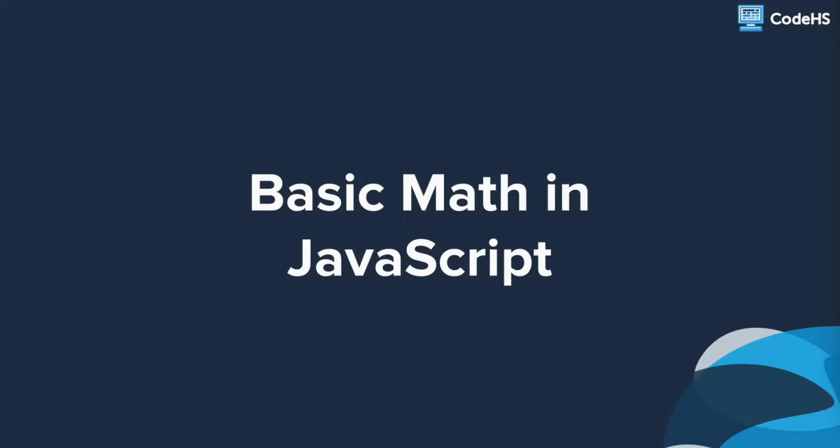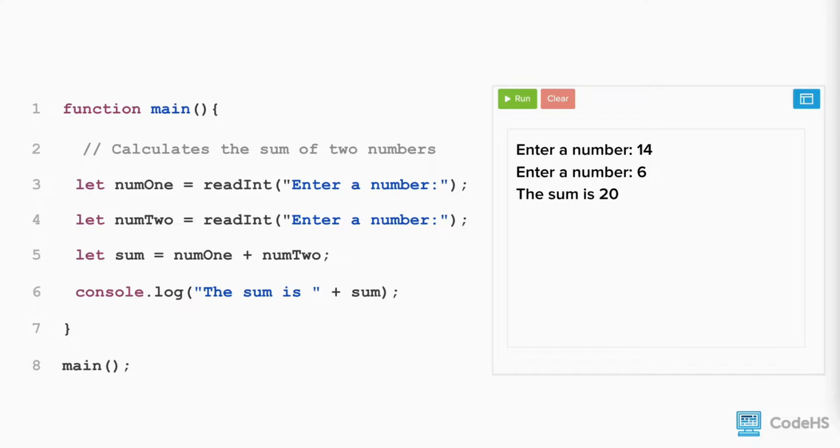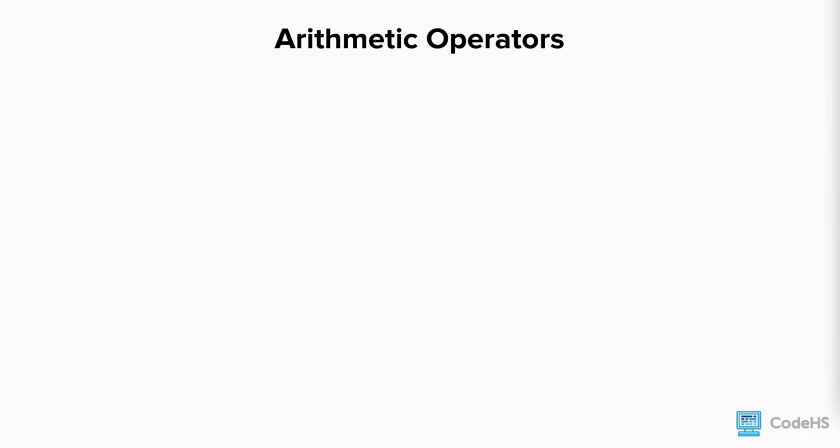In this lesson, we are going to learn about basic math in JavaScript. Using arithmetic operators, you can perform basic math on numeric values in your program. We can use operators to solve math equations and build functions to perform common calculations. Let's go over basic math operators in JavaScript.